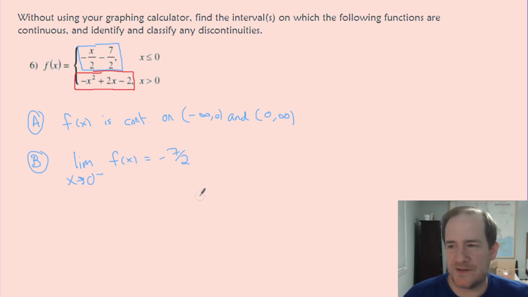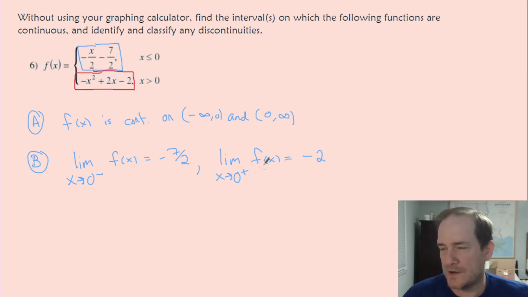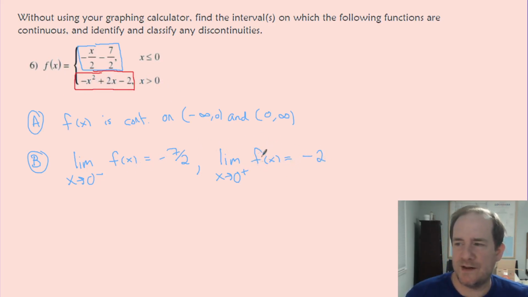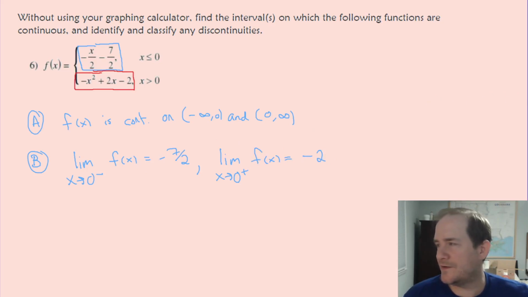And we can see that the limit from the other side, well, that's going to be given by the quadratic equation. So plugging in 0 gives 0 plus 0 minus 2. So we can see the two left and right hand limits are different. So that seems to imply a jump discontinuity.